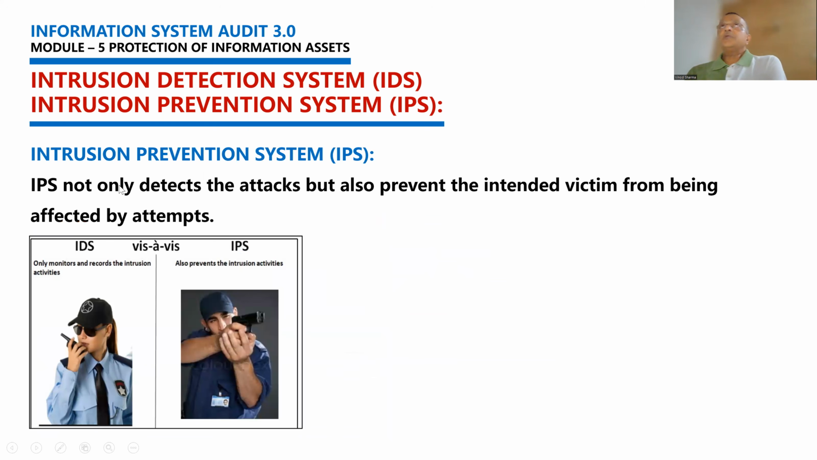Now we have talked about the intrusion prevention system. As I have mentioned, IPS not only detects the attack, but also prevents the intended victim from being affected by the attempts. You can see the images. In the first one, the lady in the uniform is informing that somebody is trying to enter. But the second one, IPS says, okay, if you are entering, I am keeping an eye on it, but if you try to enter, I'll take action. For example, if some malicious or intruding activity is taking place, the network might shut down that port, or shut down the entire system for a certain period of time. That's the beauty of IPS.